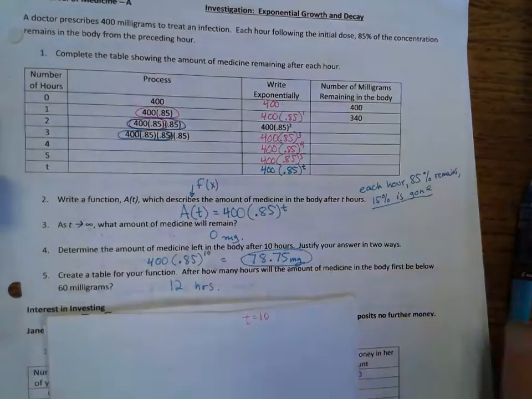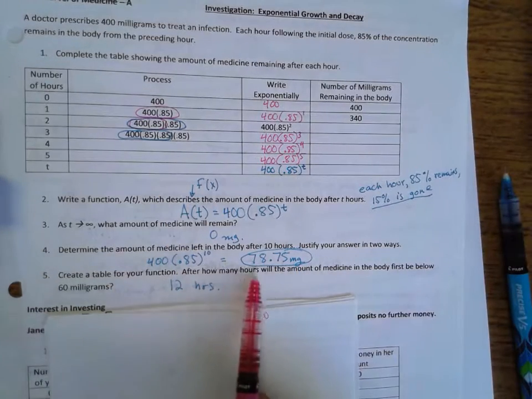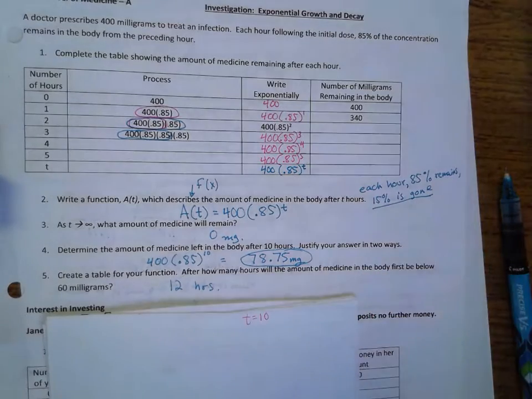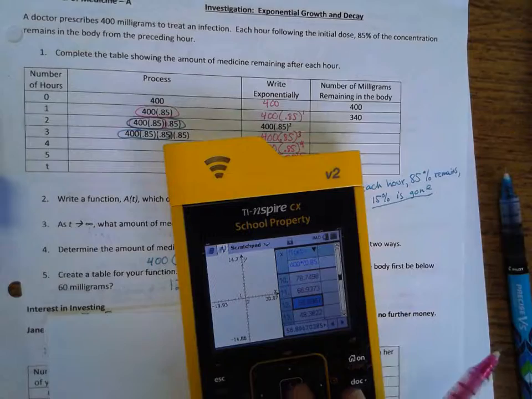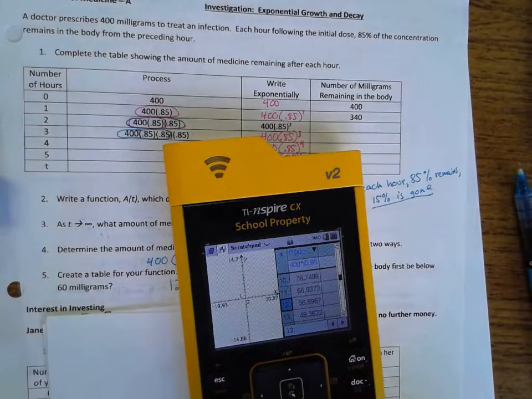Number 5, it says create a table. Look, there's the table. After how many hours will the amount of medicine in the body first be below 60 milligrams? Well, again, if I scroll down, first place where it's below 60 is hour 12.